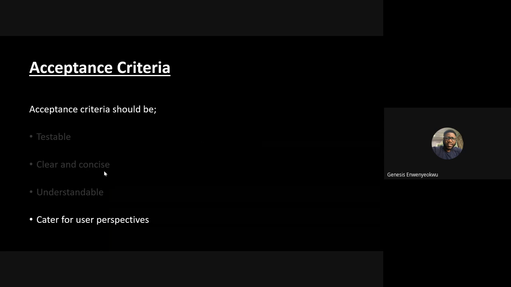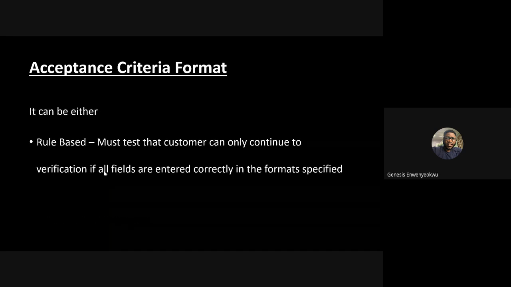When you're writing the acceptance criteria, especially when you're writing a user story, try as much as possible not to focus the acceptance criteria on the system. Rather, let the acceptance criteria be focused on the user that you are writing it about.